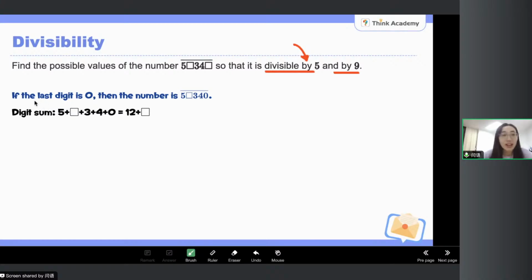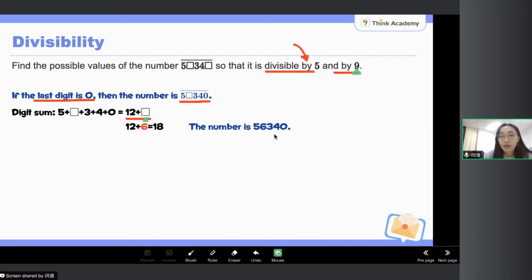Here you need to consider different cases. For the first one, if the last digit is 0, then the number should be like 5 something 3 4 0. Then you can check the digit sum. So what is the digit sum? That is 12 plus the box, right? In order to make sure the number is divisible by 9, the digit sum must be divisible by 9, right? So 12 plus something, think about it, what is the smallest number that is divisible by 9 here? 18, good job. So in this way, we get 12 plus 6, that is 18.